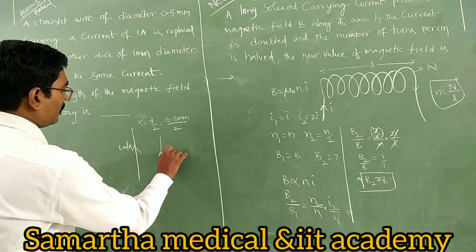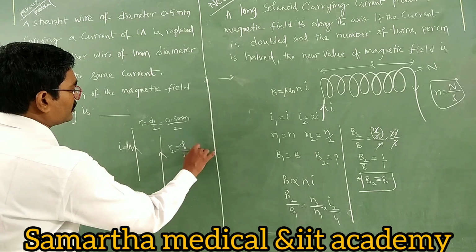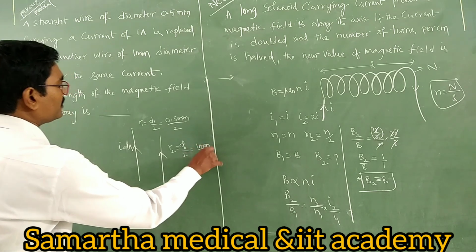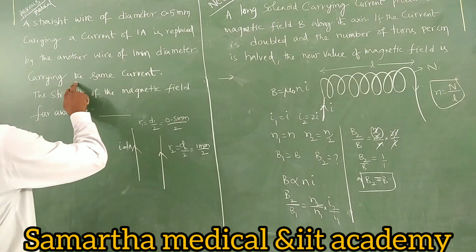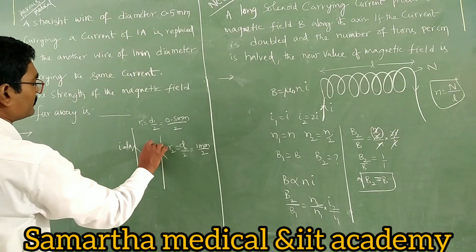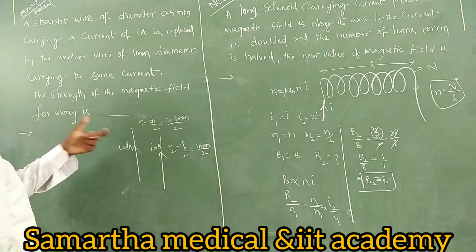Okay, so then R2 is equal to D2 by 2, and that is equal to 1 millimeter by 2. The diameter of the second wire is changed to 1 millimeter. Now what they are asking: this is also carrying the same current, I is equal to 1 ampere. So the strength of the magnetic field far away from it is?